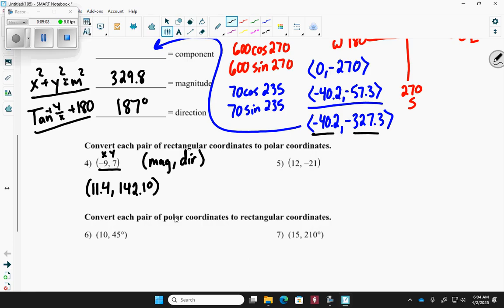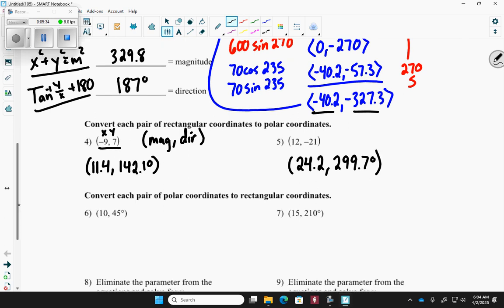I don't have my answers already, so I'm doing this real time. I got 24.2. Not degrees, that's the magnitude. And then in problem 10, of course we're going to be in quadrant 4 now, so I'm going to add 360, and I'm going to get basically 299.7 degrees. All right. Now, convert each pair of polar coordinates.